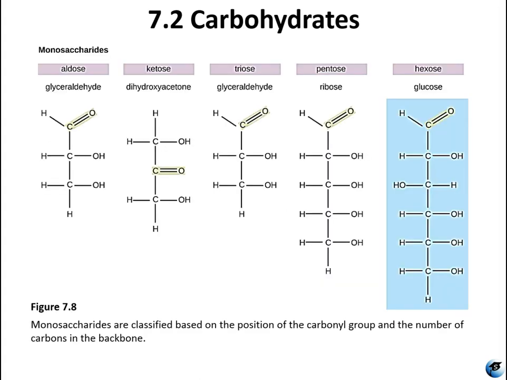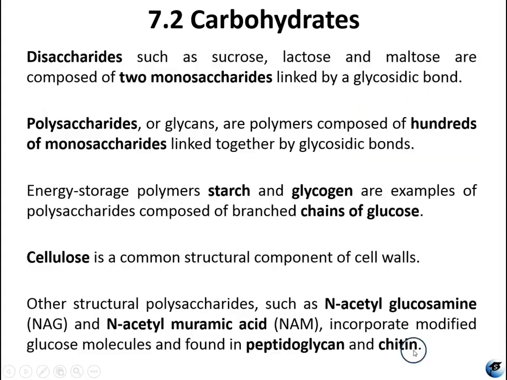So here we have monosaccharides, aldose, ketose, triose, pentose, hexose, right? That's their classification based on the number of carbons that they have. And then this is glyceraldehyde, dihydroxyacetone, glyceraldehyde, ribose, glucose. So it has to do with how many carbons it has, and then the position of the carbonyl group.